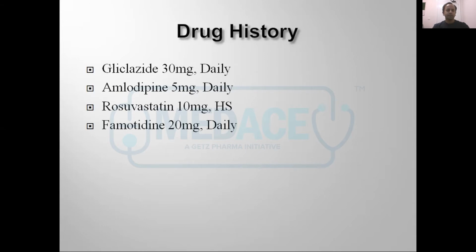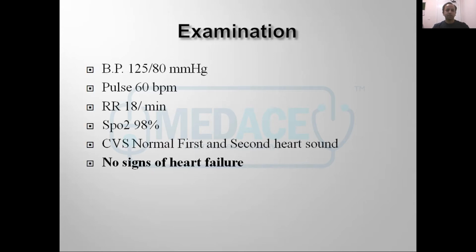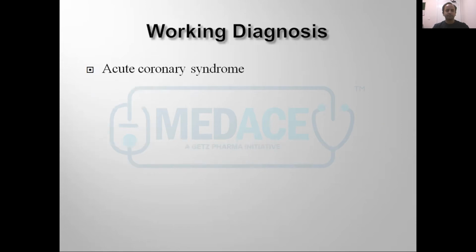These were the medicines that he was taking, which include statins, calcium channel blockers, and oral hypoglycemics. No known drug or food allergies. So when we did the vital signs, they were pretty stable. Heart rate was already in the 60s. There were no signs of heart failure on clinical examination. So our working diagnosis was acute coronary syndrome.